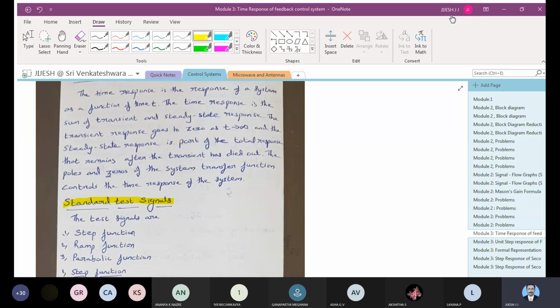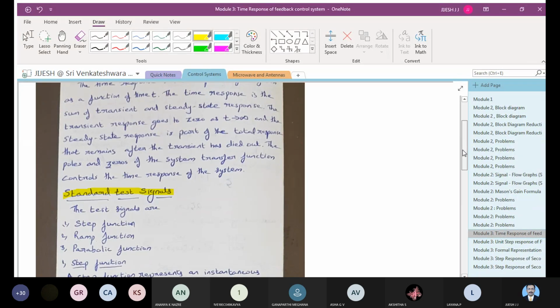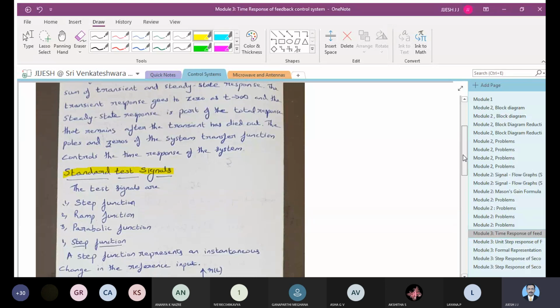So we will just discuss the 3 standard test signals. The first one is called the step function. The second one is called the ramp function, and the third one is called the parabolic function. We'll discuss step, ramp, and parabolic in detail. All these things are quite familiar to you as well. You have studied what is meant by step, ramp, and parabolic. You just complete it, and we will start that.